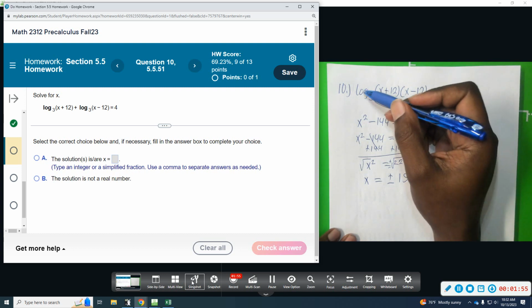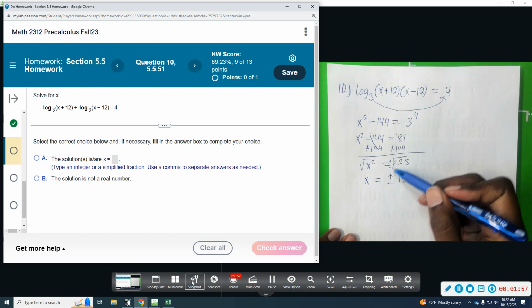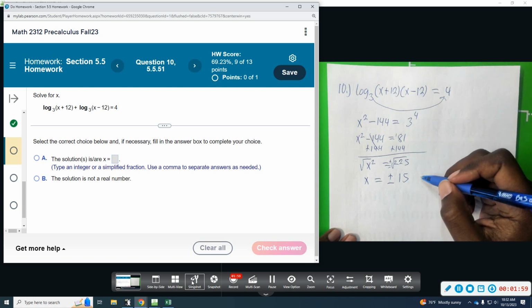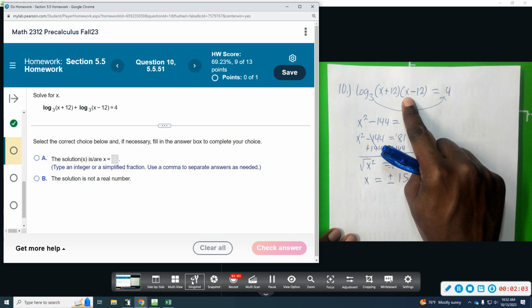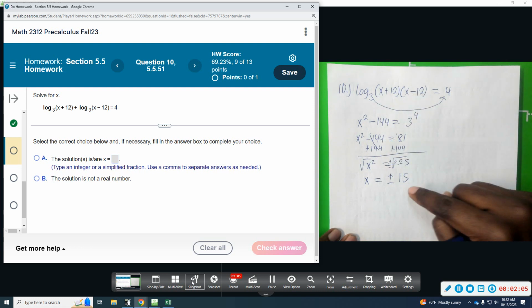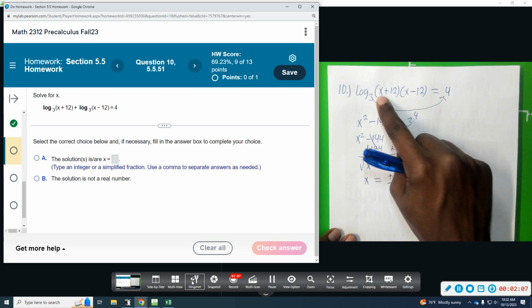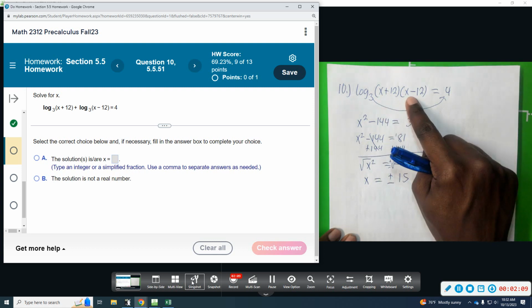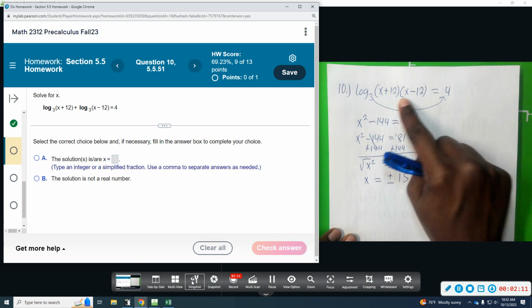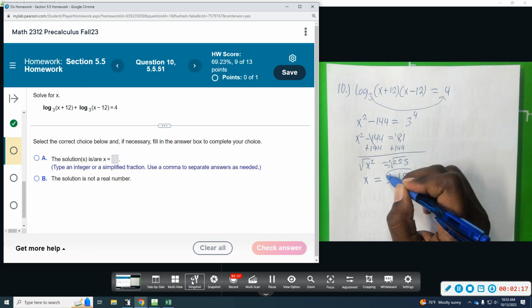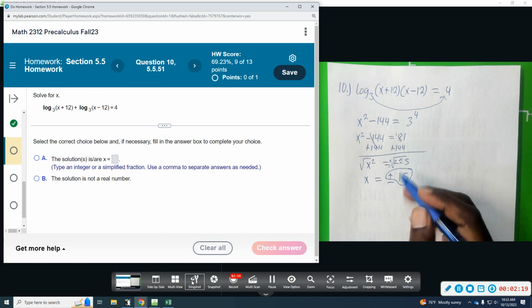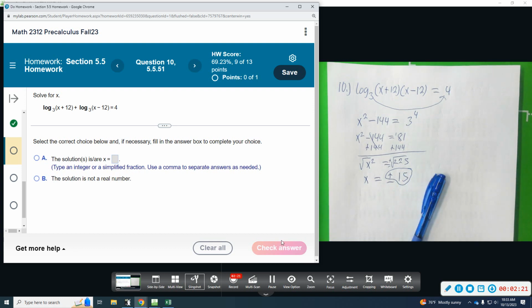And again, remember when we're using logs, we have to make sure that whatever number I plug in is positive. So if I plug in a positive 15, that's good. Positive 15, that's okay. If I were to plug in a negative 15, this will become a negative number. And that would cause me an issue with my original log problem. So we only want to consider the positive 15 as an answer. We would get rid of the negative.